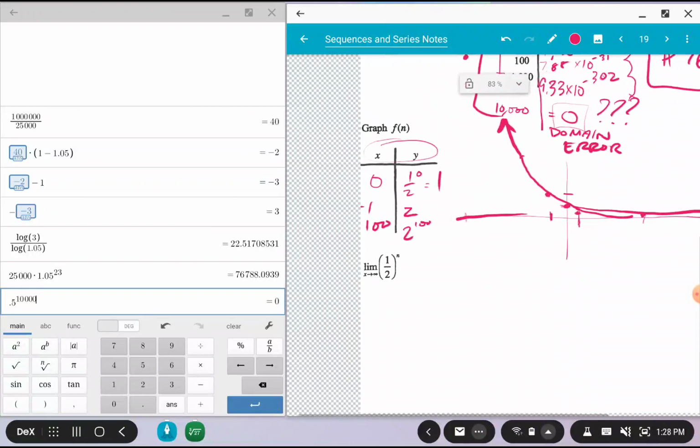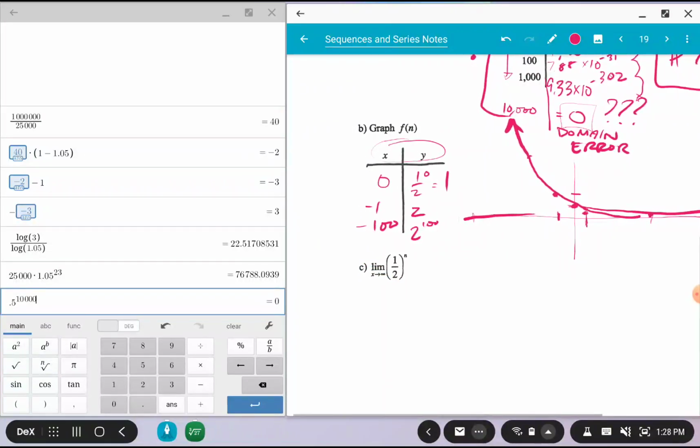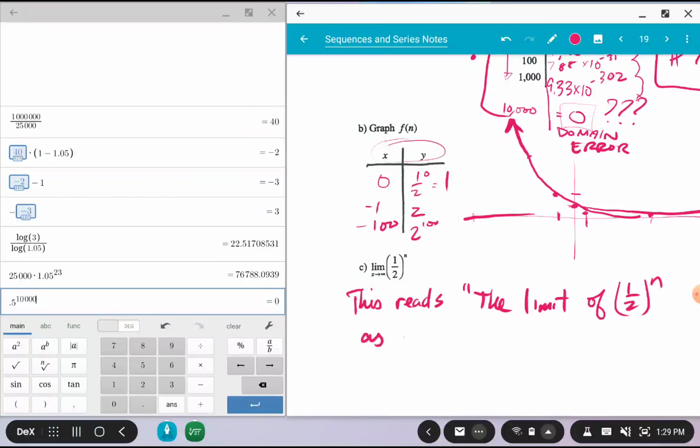Now the new part to this is taking into consideration what we call the limit. Notice what this says. Let me write this down. This reads as the limit of half to the power of n as n approaches infinity. That's what it means. Notice the arrows: n is going to infinity. As n is going to infinity is what's happening.